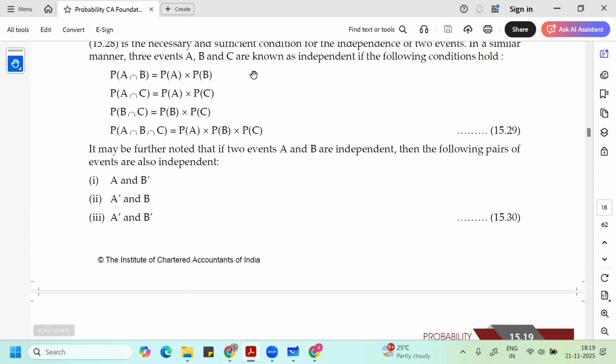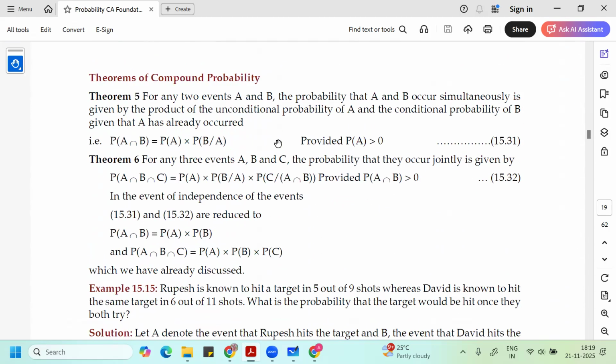Remember that whenever you have independent events, then A intersection B is A into B. A intersection C would be A into C. And A intersection B intersection C would be A into B into C.